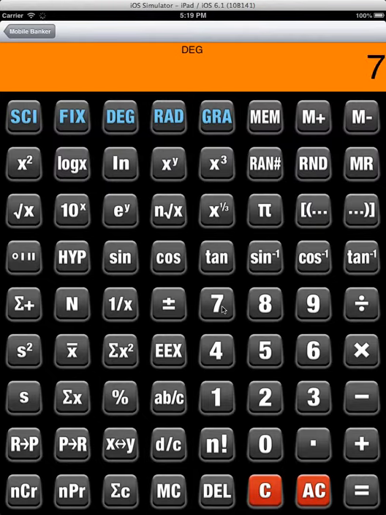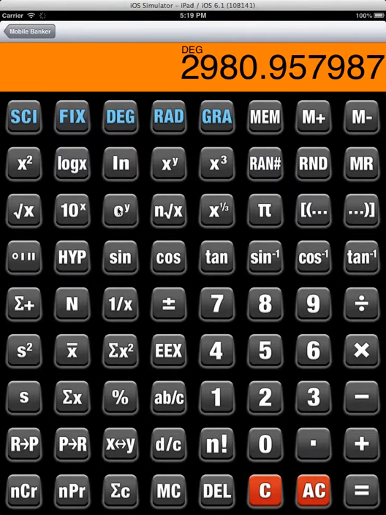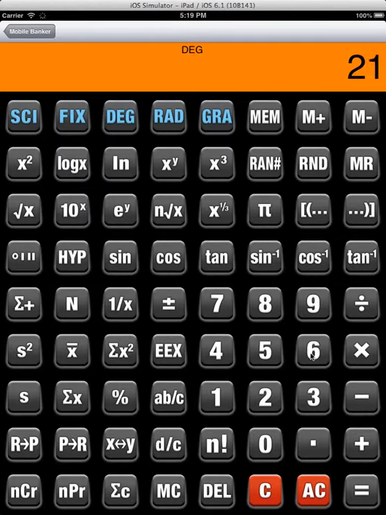Let us see basic arithmetic operations. 7 plus 2 equals 9, minus 5 equals this, times 9 equals this, divided by 6 equals this. And then let us get into square root, square, then 10 to the power x, e to the power y, and say 216 cube root and cube.